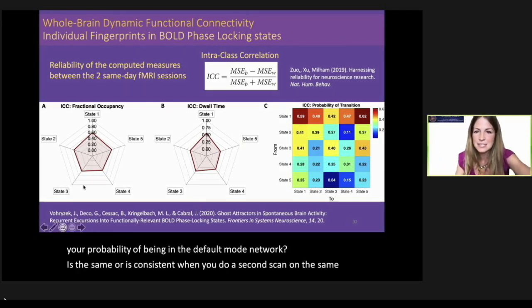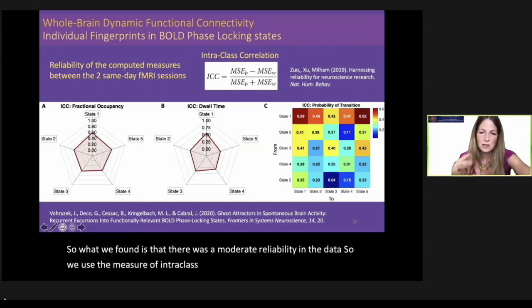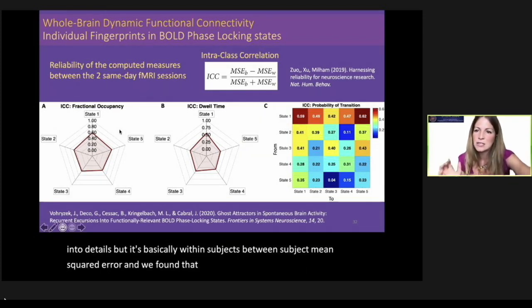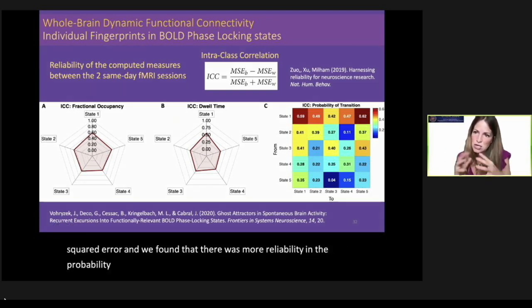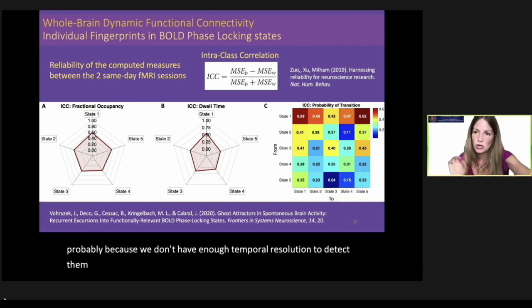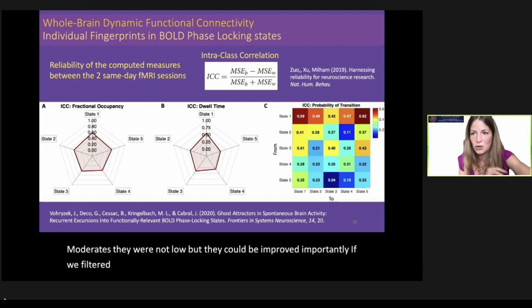So what we found is that there was a moderate reliability in the data. We use a measure of intra-class correlation to measure this. You can go into details, but it's basically the within-subject, between-subject mean squared error. We found that there was more reliability in the probability of occurrence of state one, the global mode, and for the others, probably because we don't have enough temporal resolution to detect them well, the values were moderate. They were not low, but they could be improved. Importantly, if we filter the data, as we show in the paper, this reliability decreased.